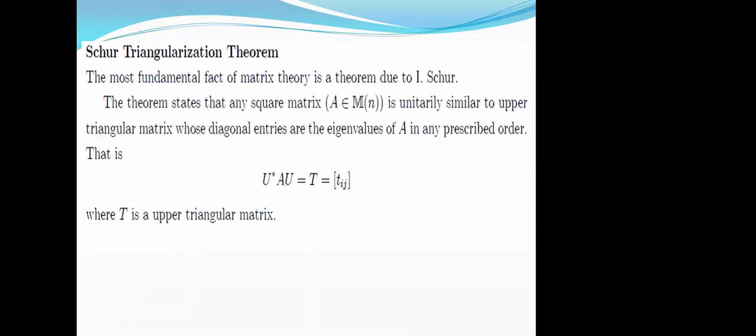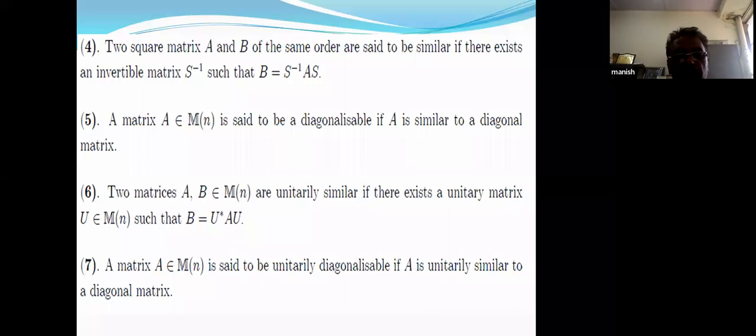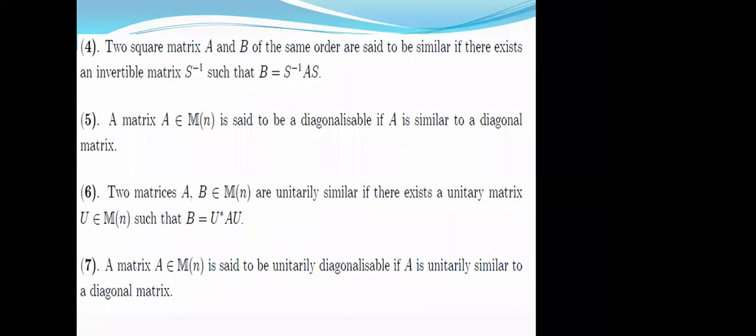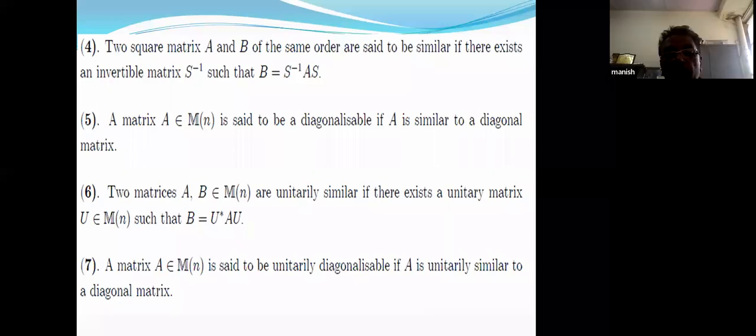Also, we have a special type of similarity called unitarily similar matrices. Two matrices are unitarily similar if there exists a unitary matrix U such that B is equal to U star AU. U is a unitary matrix, meaning that U star U is equal to U U star is equal to identity. And then a matrix is said to be unitarily diagonalizable if A is unitarily similar to a diagonal matrix.